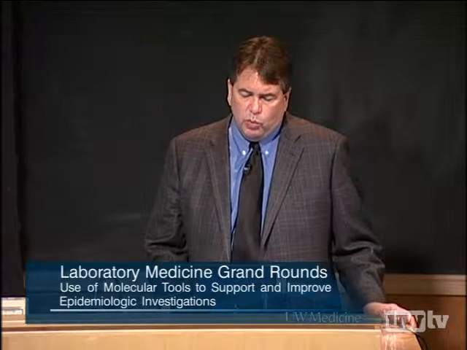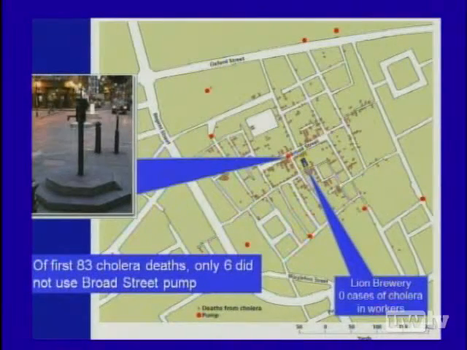But what John Snow did is he mapped each one of these deaths, and he was able to show that the density, the case fatality ratio around this pump was much greater than around any of these other pumps. And then he did a review of the first 83 cholera deaths, and he in fact showed that all but 6 of those had used water from the Broad Street pump.